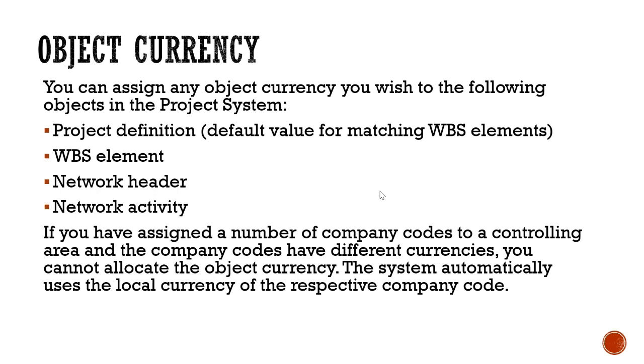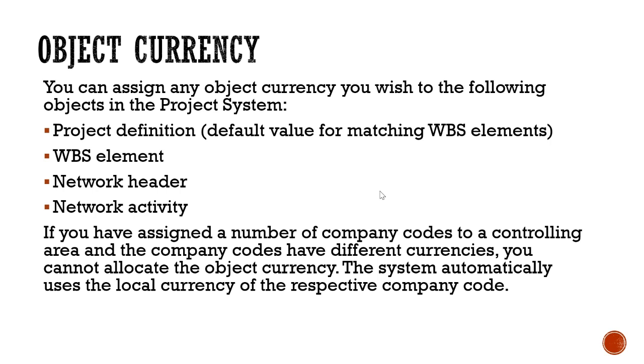Object currency means, whenever you derive a report for the project system, for example for the project definition, while preparing the project structure for project definition, I'll provide object currency as Indian rupee. Okay, for WBS element I'll provide object currency as USD dollars, and for network header I'll provide object currency as GBP, British pounds. Okay, in this way I'll define.